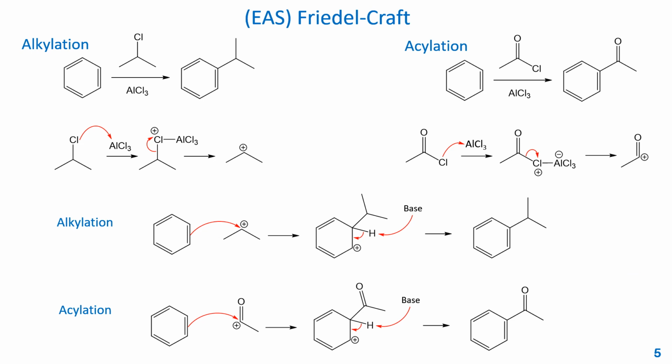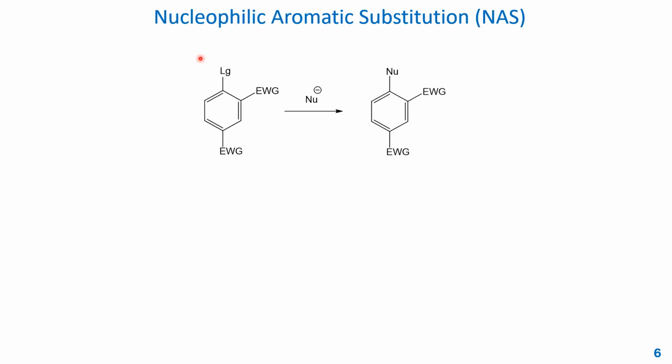Now, next we'll talk about NAS. NAS stands for nucleophilic aromatic substitution. We need a nucleophile, and that will replace the leaving group. LG means leaving group on the benzene ring. Most of the time, you need an electron withdrawing group at the ortho or para position, or both. And so the product will be a substituted benzene again. Okay, just the nucleophile replaces the leaving group.